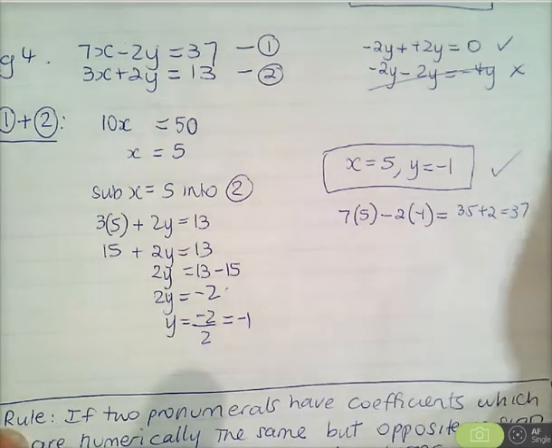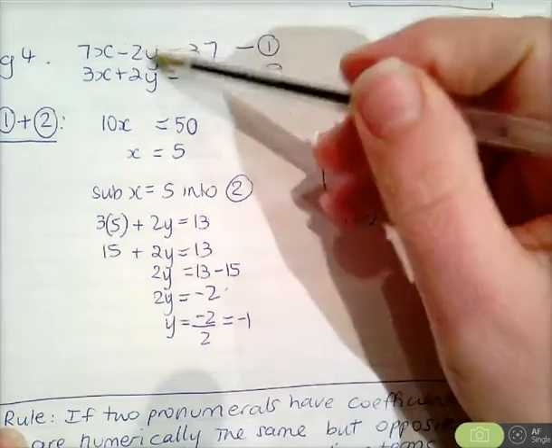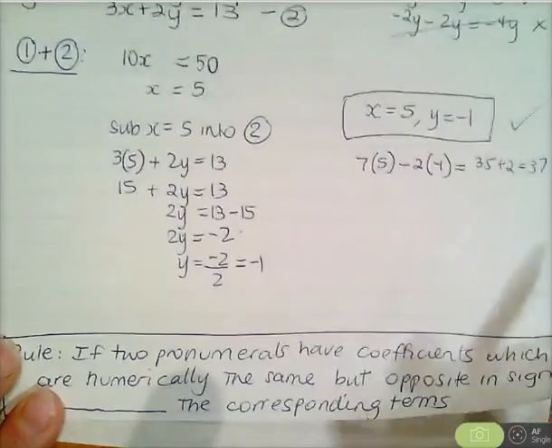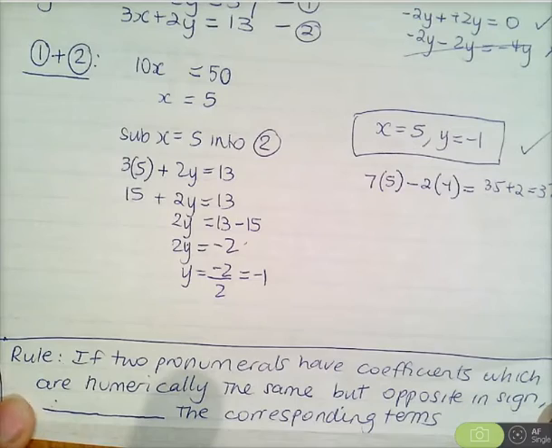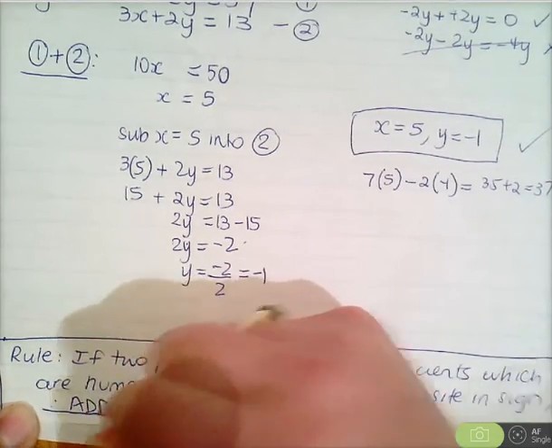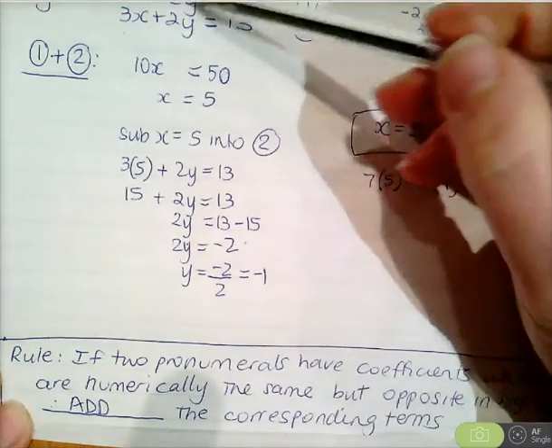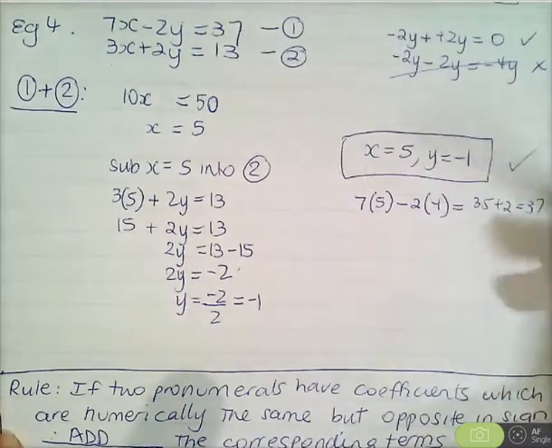Now in examples 3 and 4, the numbers in front of one of the pronumerals were the same but opposite in sign. So if two pronumerals have coefficients which are numerically the same but opposite in sign, what we do is we add. So we add the corresponding terms. In other words, we will add the x's, we will add the y terms together, and we will add the numbers together. Okay?